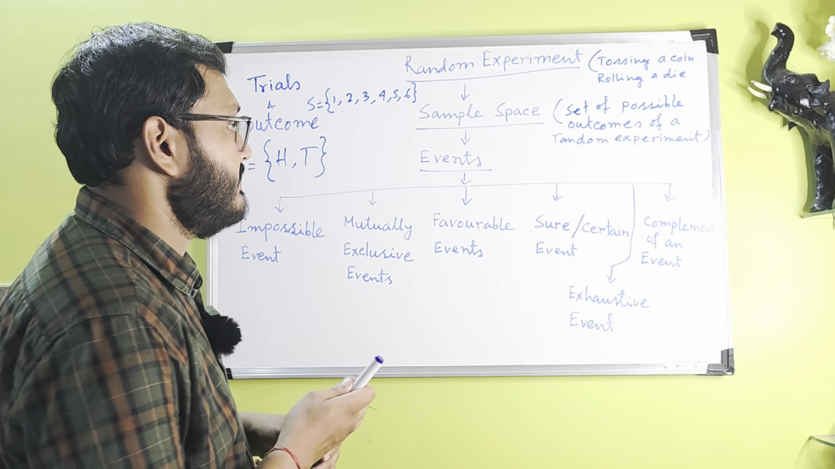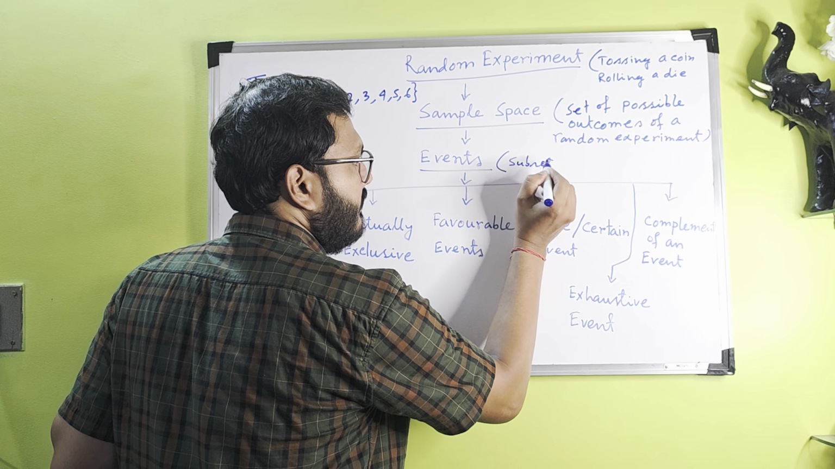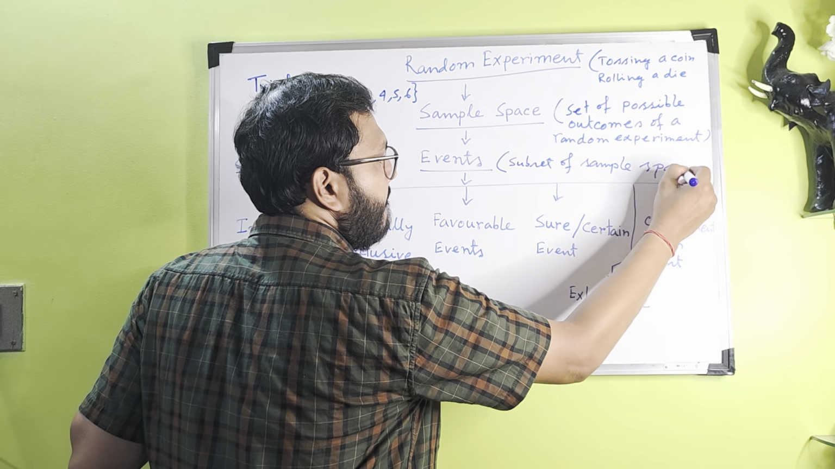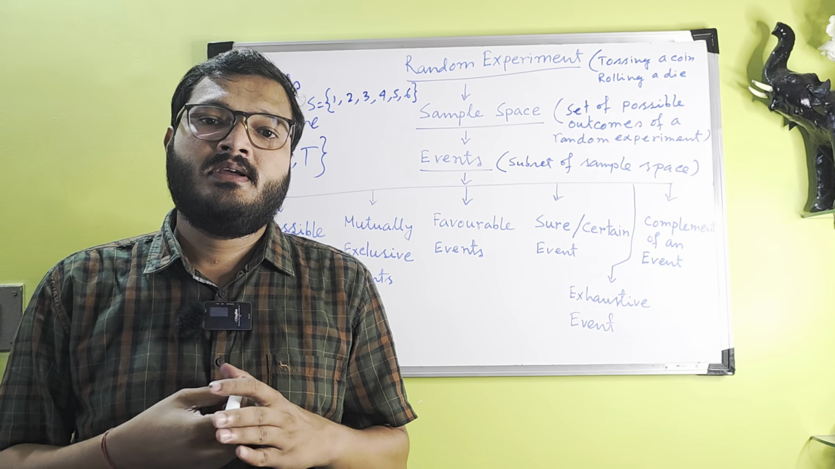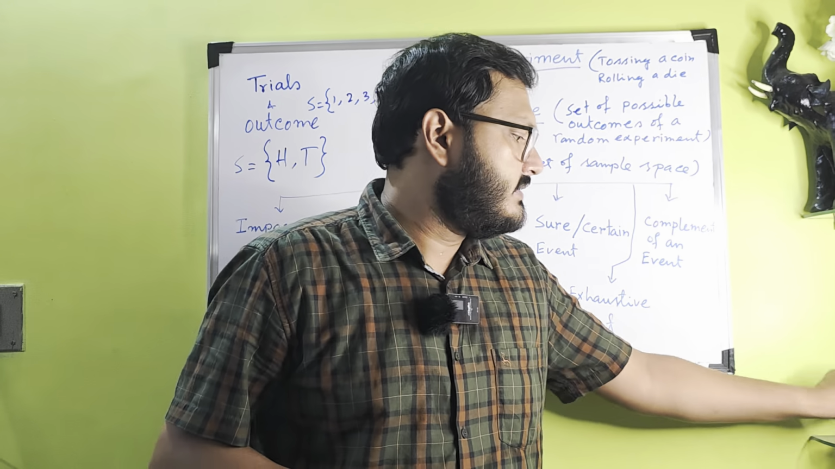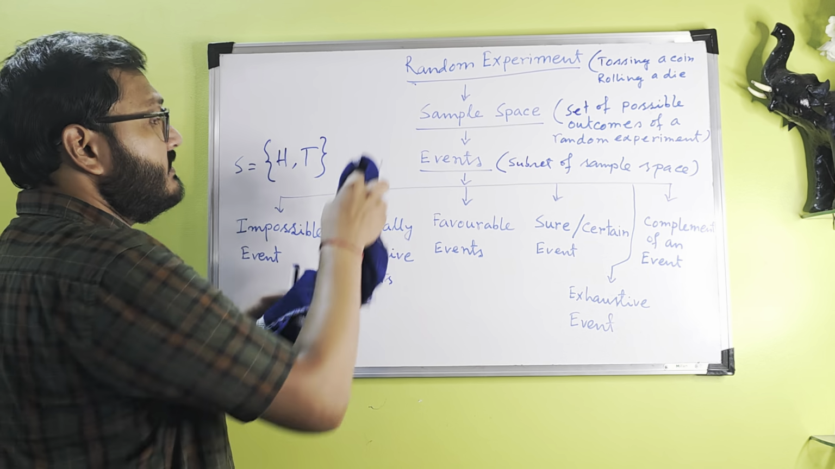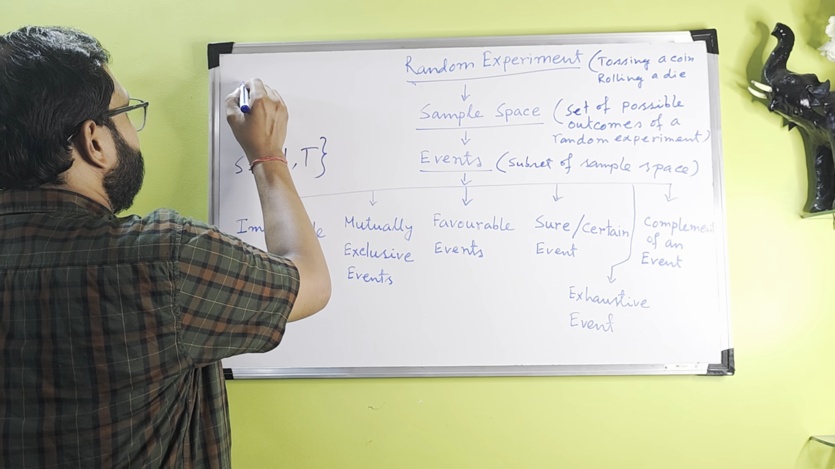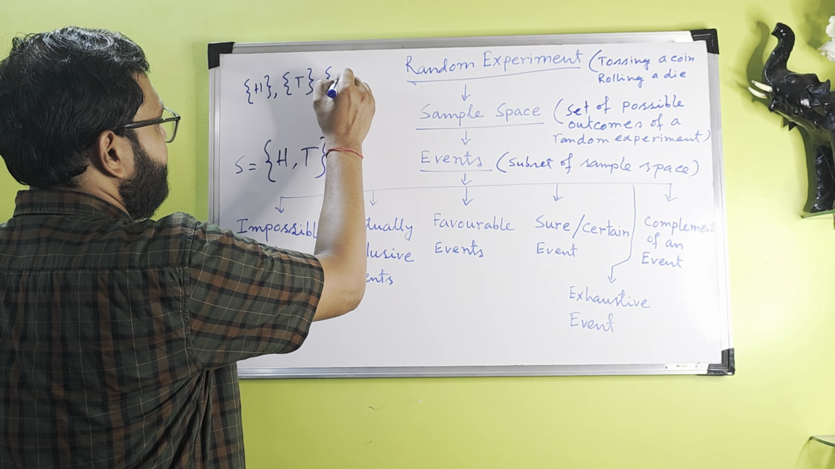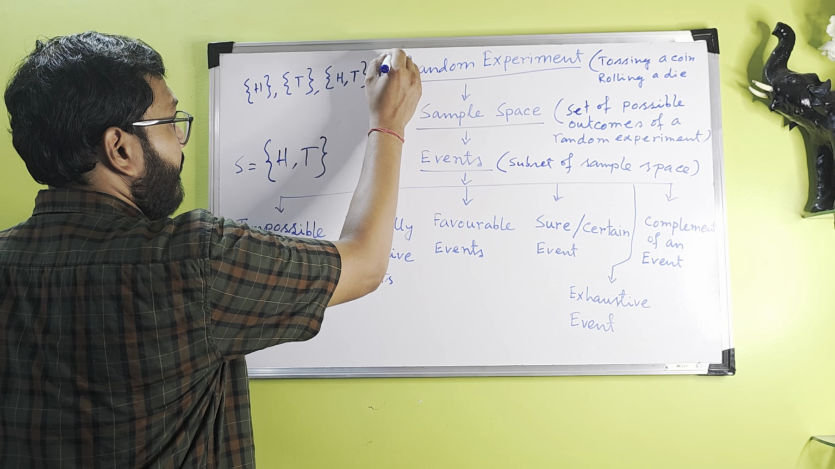What are events? An event is a subset of the sample space. A subset of the sample space is known as an event. Take the set head, tail. What are the subsets? Singleton H, singleton T, the set HT, and phi. They are the subsets.